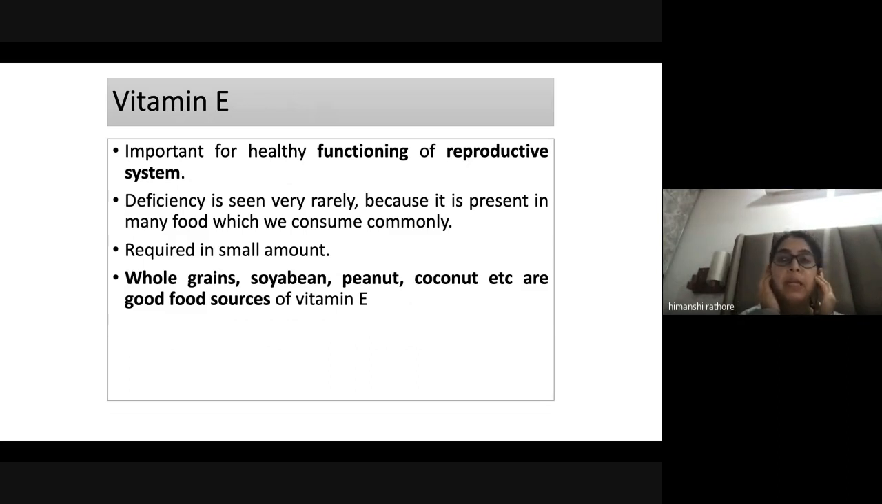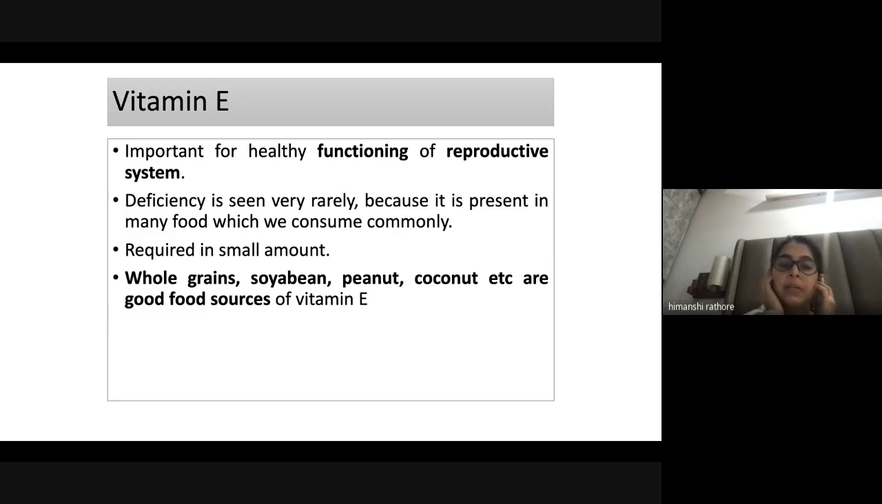Now, vitamin E is also important for the healthy functioning of the reproductive system, but its deficiency is rare because vitamin E is found in oils and fats. The main sources are fats and oil, which we eat in appropriate amounts, and its deficiency is seen very rarely because it is present in many foods, or as I told you, seeds and nuts, they all contain oil. Invisible fats are present in them, and if the invisible fat is present, vitamin E is there.